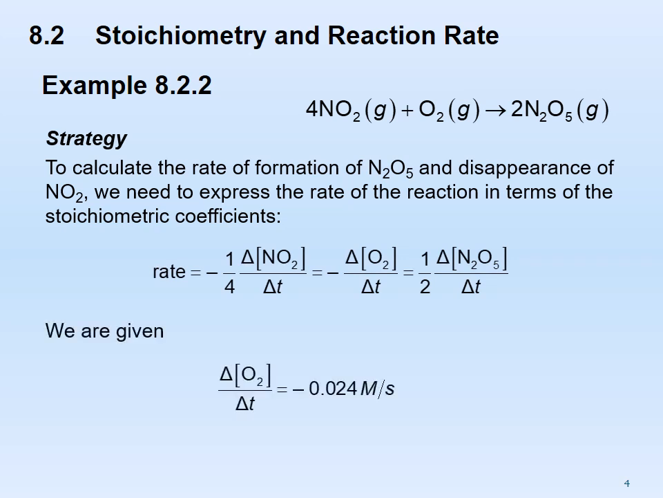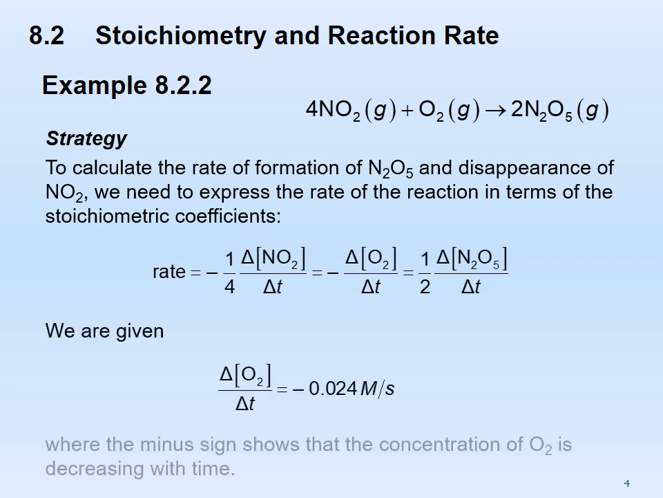Interpret: molecular oxygen is consumed at a rate of 0.024 molar per second. Consumed means that the reactant oxygen concentration becomes smaller over time, so we use minus. Thus, change in concentration of molecular oxygen over change in time is minus 0.024 molar per second.